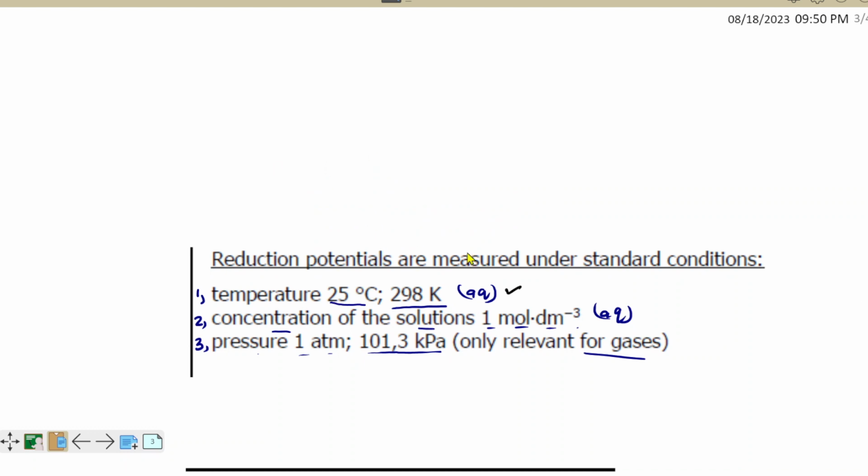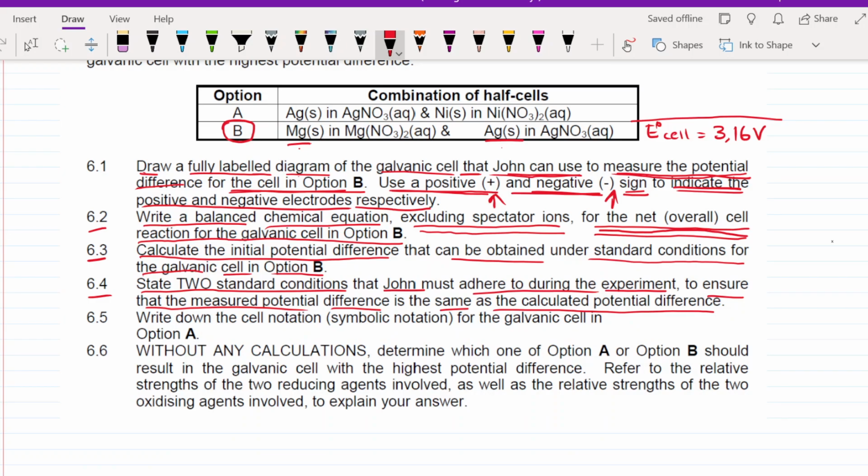Okay, so you can take the first 2. You don't have to write the one for the pressure because we are not dealing with gases. This condition is mostly relevant for gases. So you can take the first and the second one. Okay, now I'm going to 6.5.